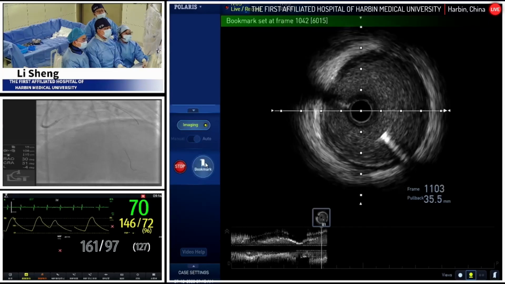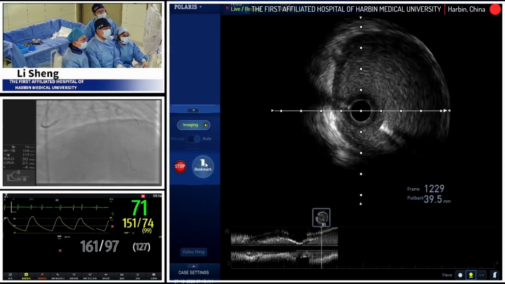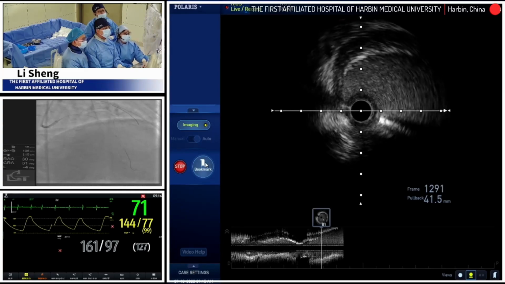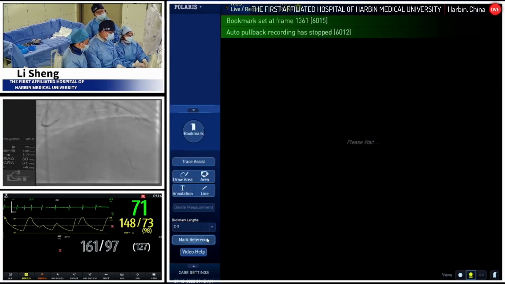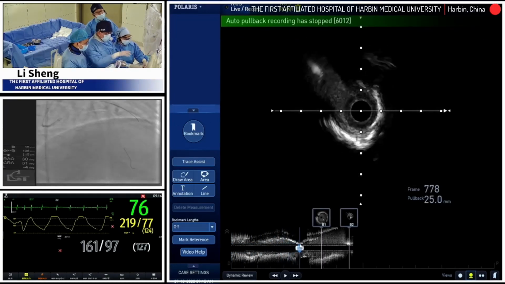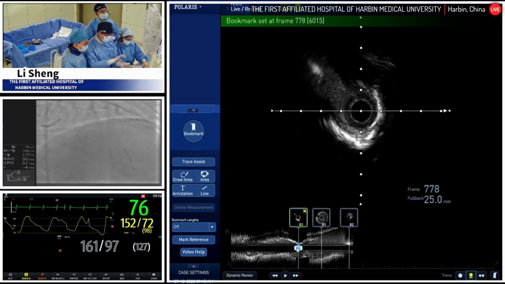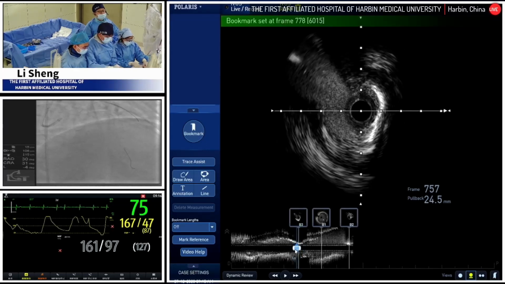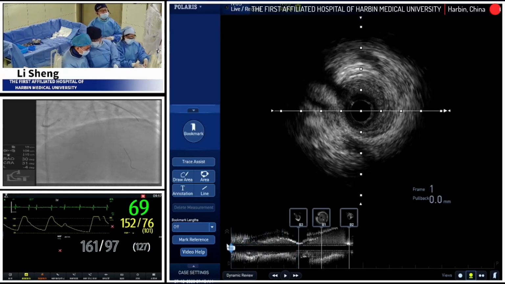Well, this is the distal LM, right? Looks normal. It's left main. Okay, we will check from the LCX again. Dr. Wang, please show everyone the result of imaging.